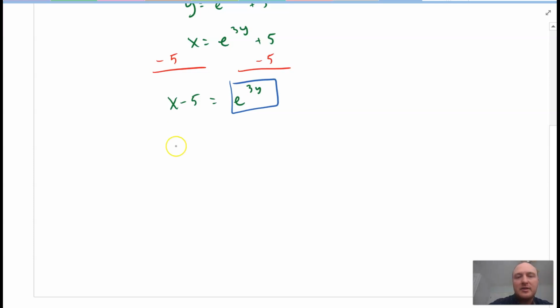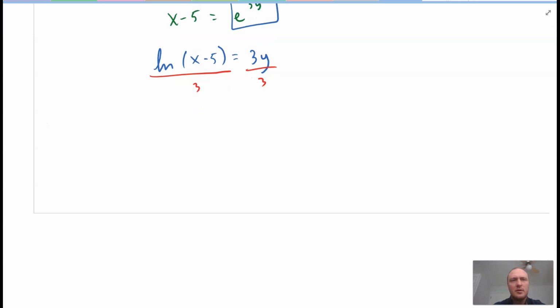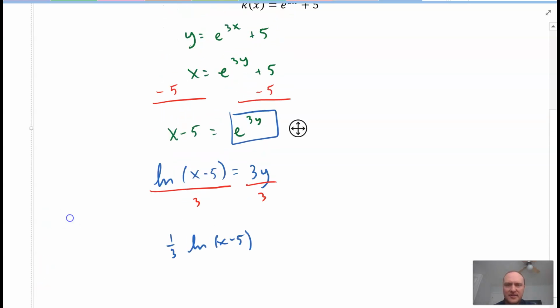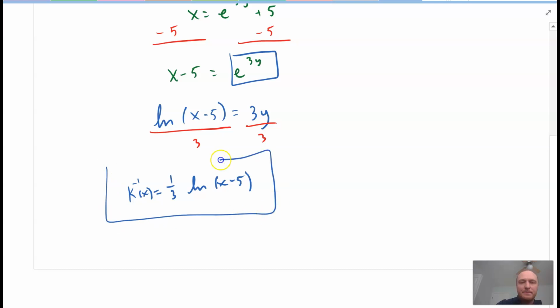And I'm going to go ahead and rewrite it in logarithmic form. So base e, that's the natural log, inputs and outputs switch. So natural log of x minus 5 is equal to 3y. Okay, and now I want to isolate y. So I'll divide both sides by 3. Okay, and we get 1/3 natural log of x minus 5 is equal to y, but I know this is an inverse function, so I'll use inverse function notation. So this is k inverse of x. Okay, and you're done. That's it.